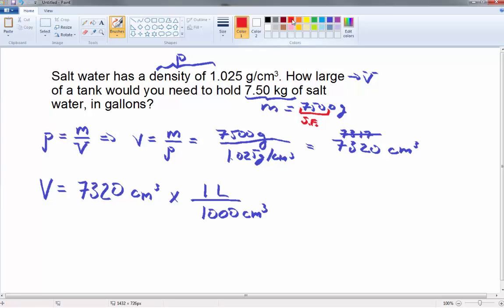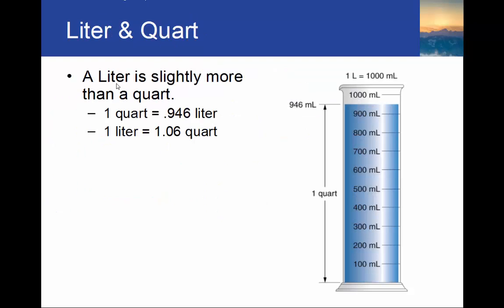So we see that there's going to be a unit cancellation for the centimeters and the centimeters cubed. The problem is that what we wanted this thing in is gallons. So we're going to have to somehow convert liters into gallons. Well, on the next slide of our notes, it says that a liter is slightly more than a quart. 1 quart equals 0.946 liters, or 1 liter is 1.06 quarts.